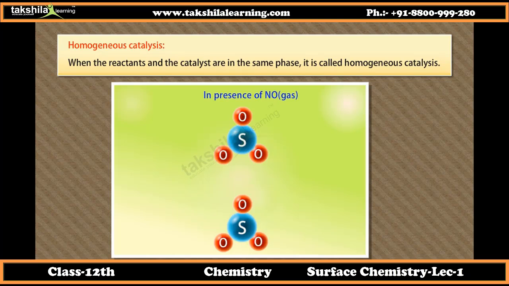For example, oxidation of sulfur dioxide into sulfur trioxide in presence of nitric oxide in the lead chamber process for the manufacture of sulfuric acid. Reactants, sulfur dioxide and oxygen, and the catalyst, nitrous oxide, are all in the same gaseous phase.